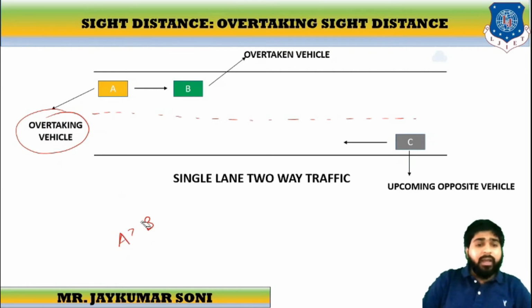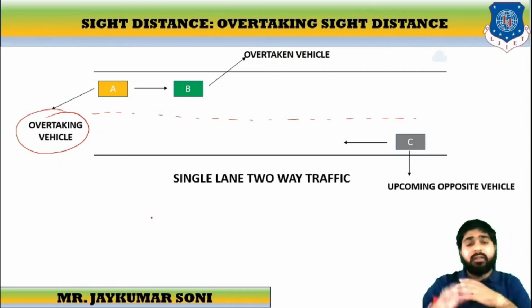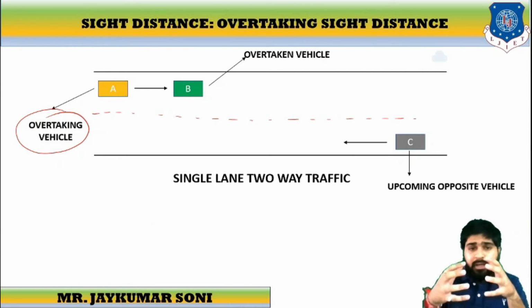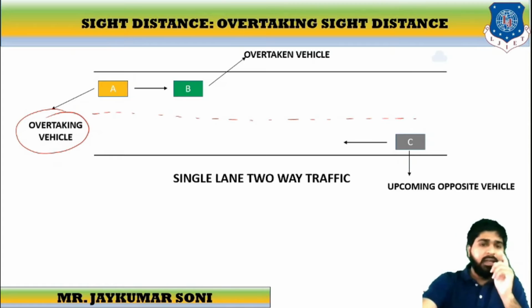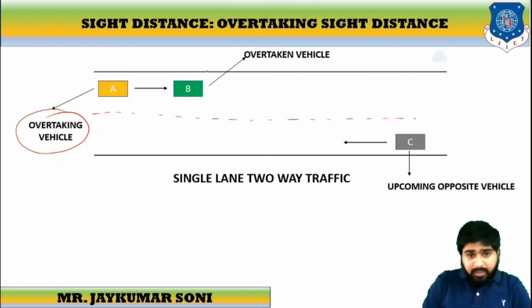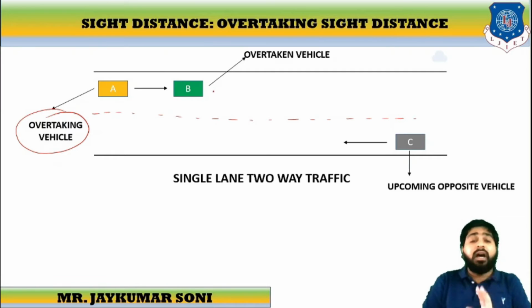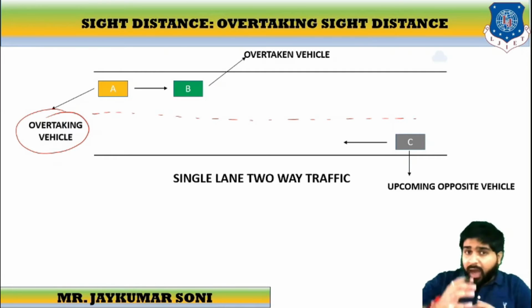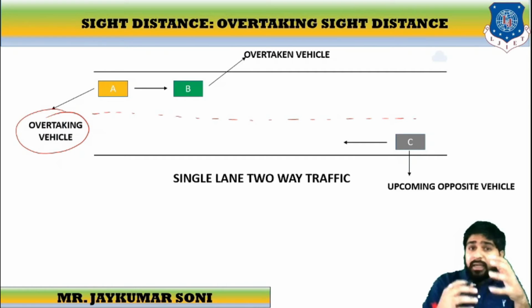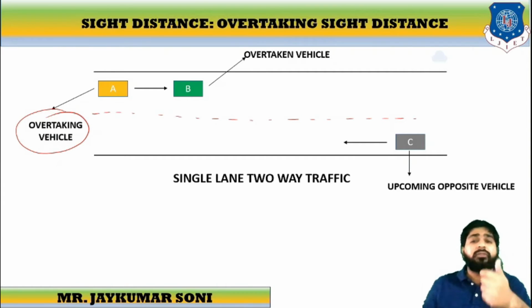So what we are going to learn in this topic is that whenever highway designing is under process, the designer has to provide the length of road such that while overtaking another vehicle, the driver of the overtaking vehicle should have sufficient length visible so that he or she can safely overtake the vehicle without any collision. So how this particular distance is designed, that is what we are going to learn. That is called the overtaking sight distance.